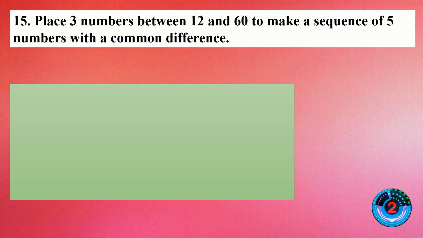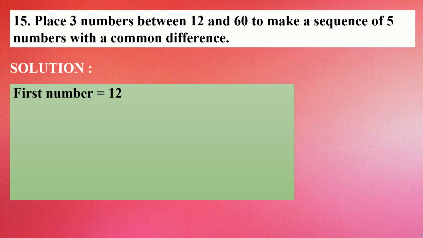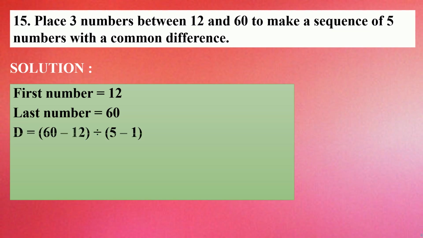Let us now look at the solution. First number is 12 and the last number is 60. We need to place 3 numbers between 12 and 60. Number of terms is given as 5, to make a sequence of 5 numbers. So let us look at the difference. Here we have last number minus the first number. The last number position is 5th term, 12 is the first number, the position is 1.